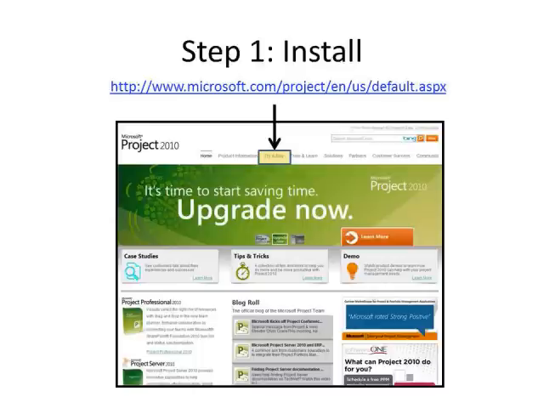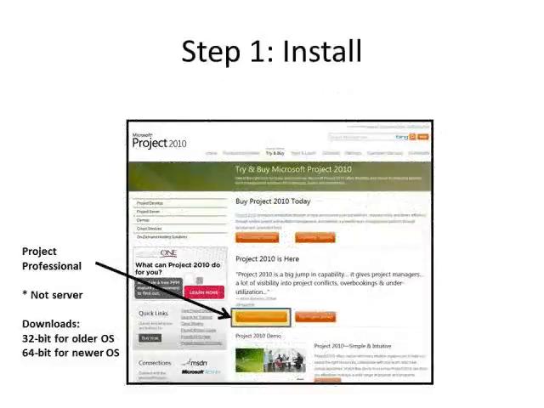But the first step will be to go to this website. Now, every time I go there, it seems that Microsoft does another revision and they move the button or they change the name of the button, but it's always on this page. And here you can see at the top in the menu, there's a buy or try link, and you can select that. That will bring you to a page where you can find a button to download Project Professional 2010. Please don't select the server version.